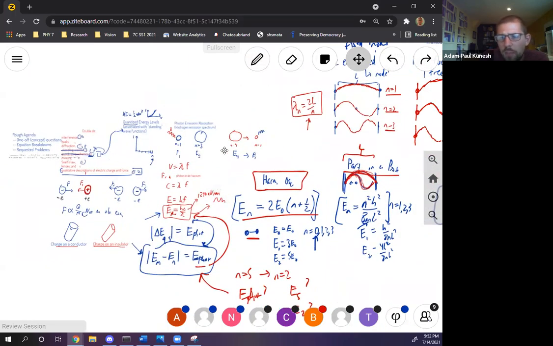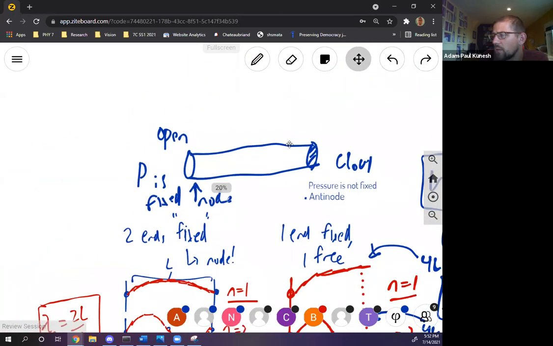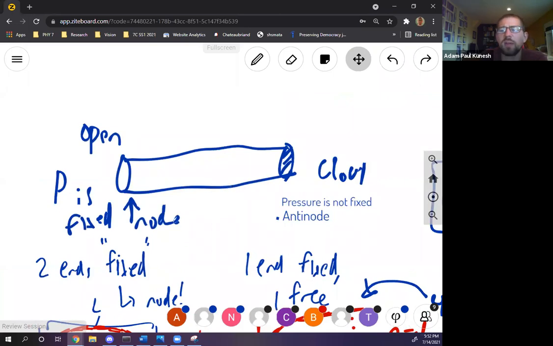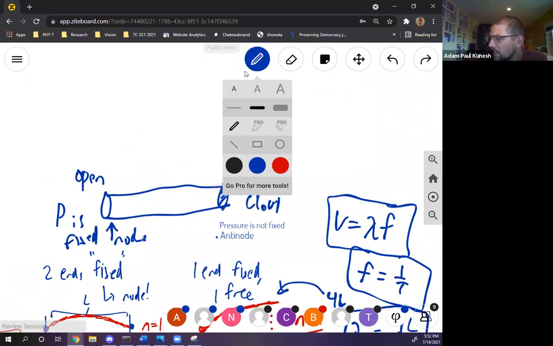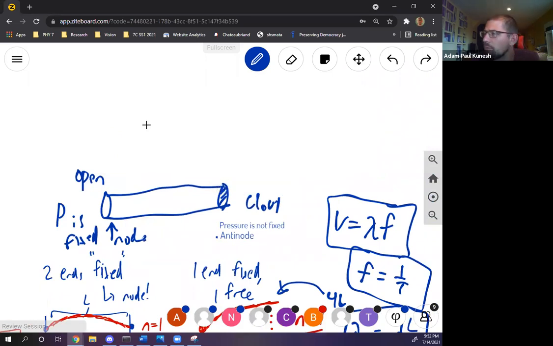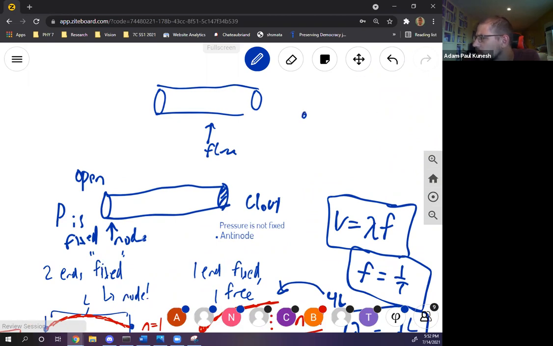I had another question, going back for a moment to standing waves. Can I discuss which instrument we could consider two fixed versus one free? The classic example of a two ends fixed instrument is a flute, because both ends of a flute are open. Also guitars, their strings are fixed on either end.